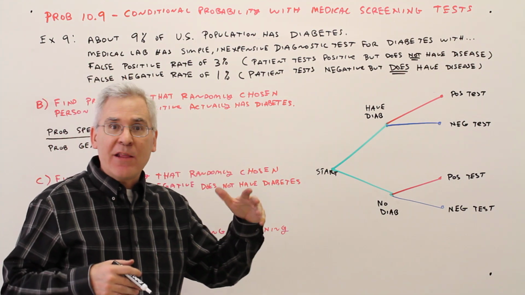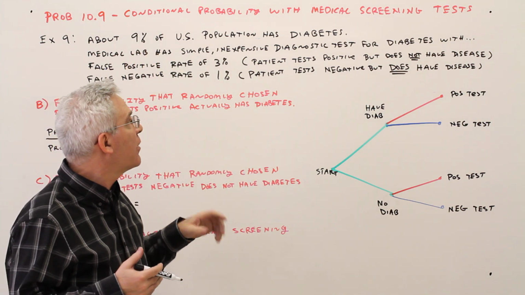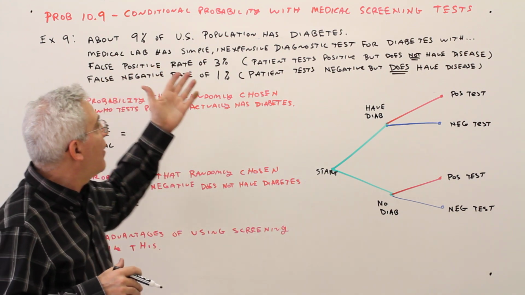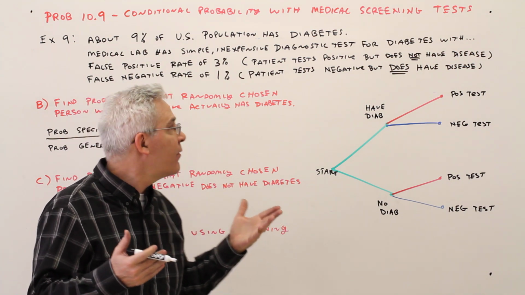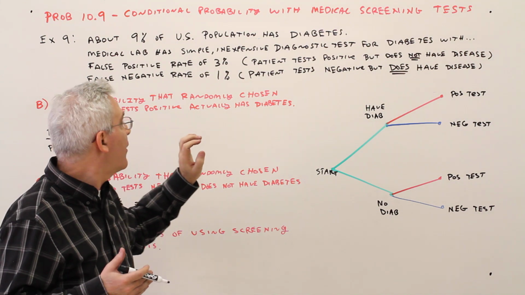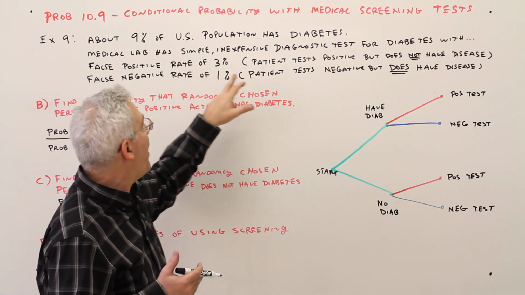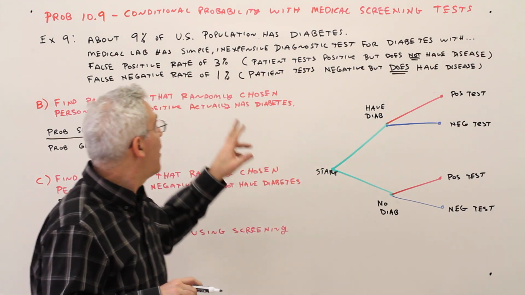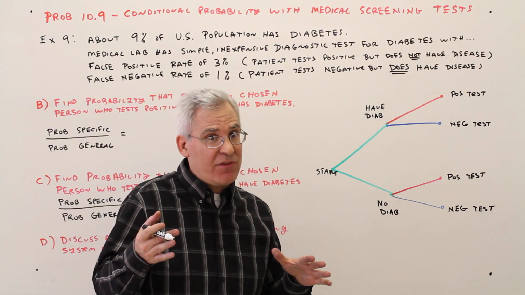The American Diabetes Association estimates that about 9% of the US population has diabetes, and that is on the rise. A medical lab has a simple, inexpensive diagnostic test for diabetes with the following: a false positive rate of 3% and a false negative rate of 1%. A false positive rate means you test positive, but you don't have the disease. A false negative means you test negative, but you actually do have the disease.